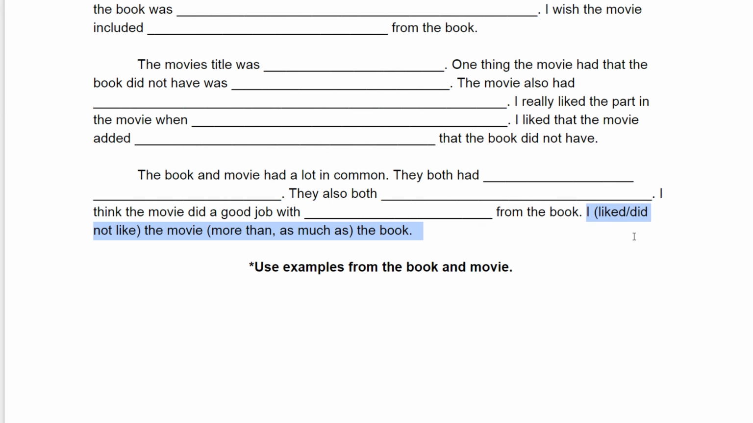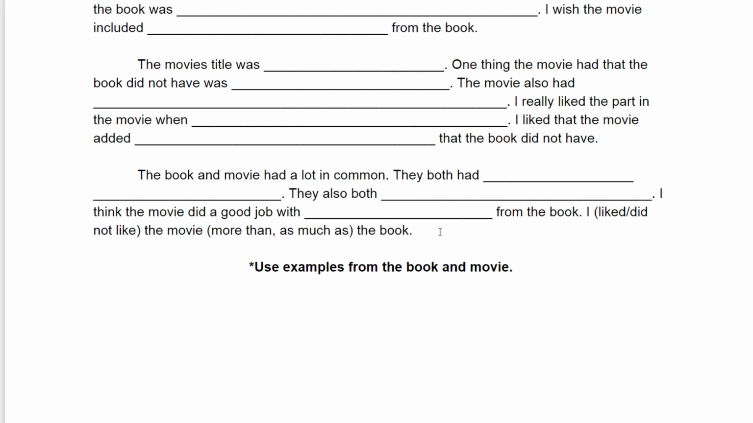So I liked or did not like the movie more than or as much as the book. So if you liked the movie the same as the book, I liked the movie as much as the book. If you did not like the movie as much as the book, I did not like the movie as much as the book. If you liked the movie more, I liked the movie more than the book. If you did not like the movie more, I did not like the movie more than the book. So that sentence can be done 4 different ways.